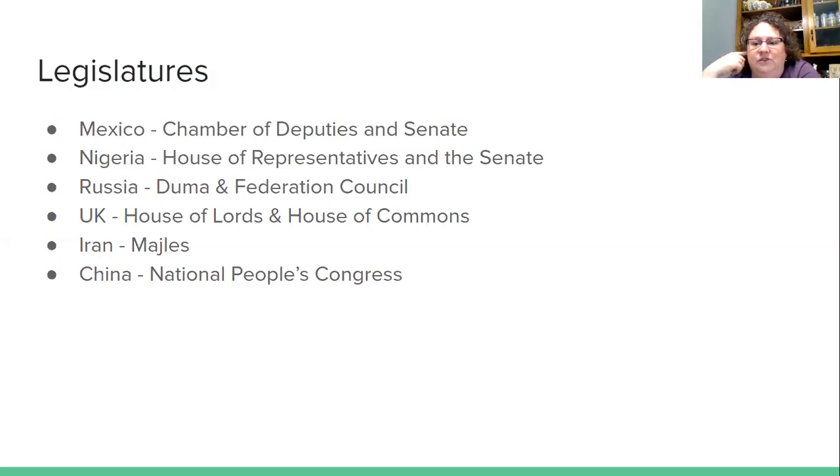In Nigeria, they have the House of Representatives and the Senate. It's actually the same names. In Russia, we have the Duma and the Federation Council. Now, Russia and the UK are very similar in their legislatures in the fact that their lower houses, the Duma and the House of Commons, are actually the more powerful ones. So the Duma is much more powerful than the Federation Council, and the House of Commons is much more powerful than the House of Lords.